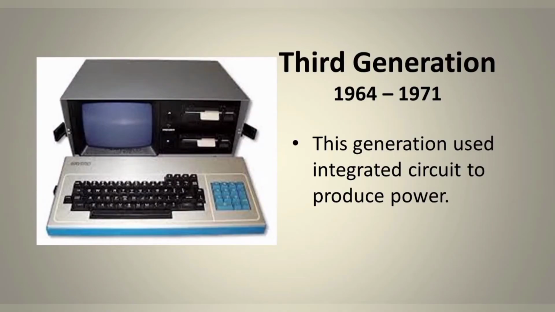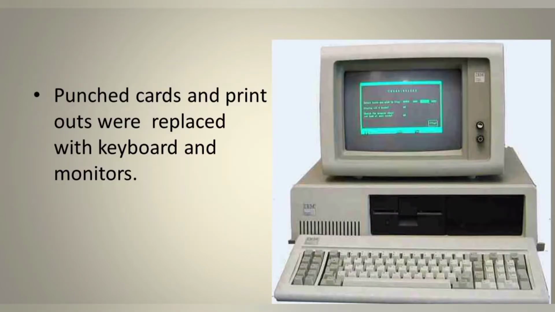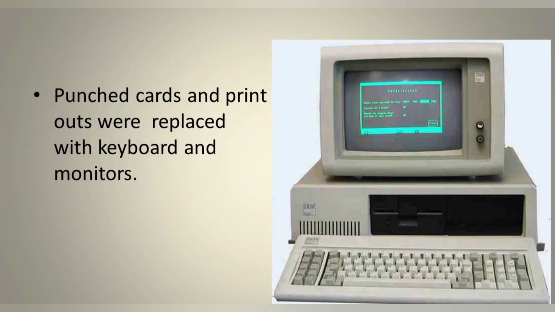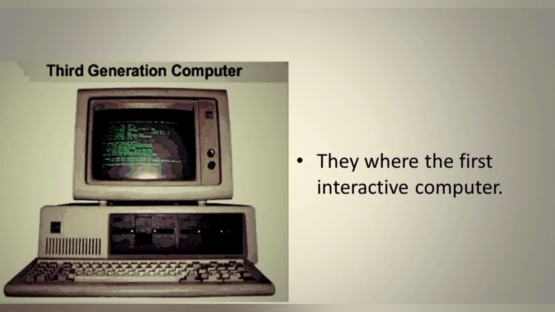The third generation computers brought about the integrated circuit, which replaced the transistors. Now, in the third generation computers, punch cards were replaced with keyboards and monitors. As we can see, these computers were not like the first and the second generation. This third generation computer spans from 1964 to 1971. These computers were interactive because they have keyboards and they have monitors. They could see what they are typing.